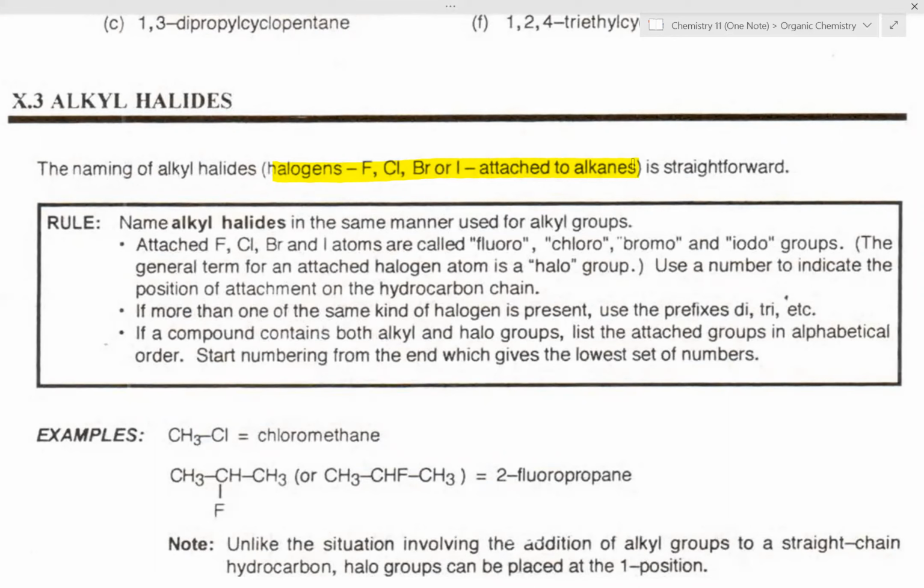Notice, if more than one of the same kind of halogen is present, use prefixes: di, tri, this is the same stuff we've done. And if a compound contains both alkyl and halo groups, list the attached groups in alphabetical order. Hey, everything's in alphabetical order. Start numbering from the end which gives the lowest set of numbers. Notice it's the same pattern: alphabetical order, lowest group of numbers, the same thing.